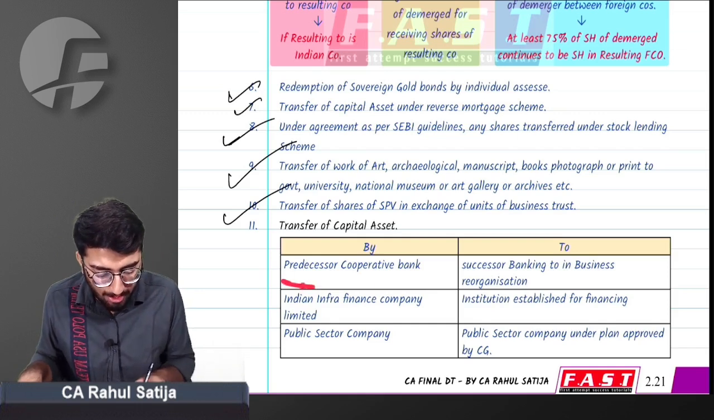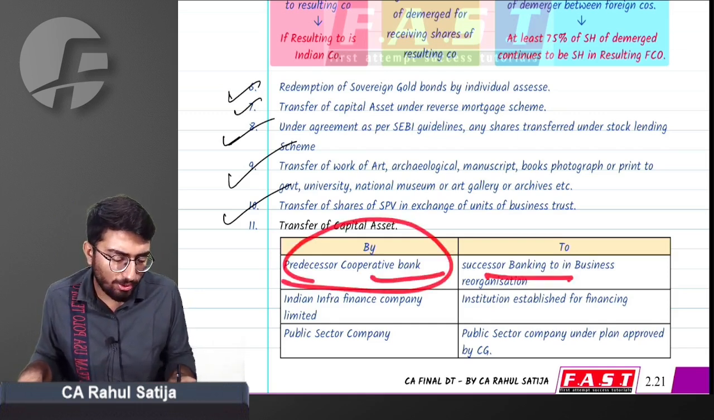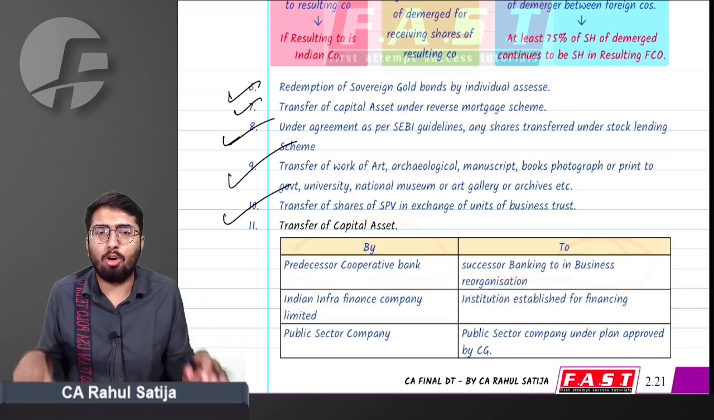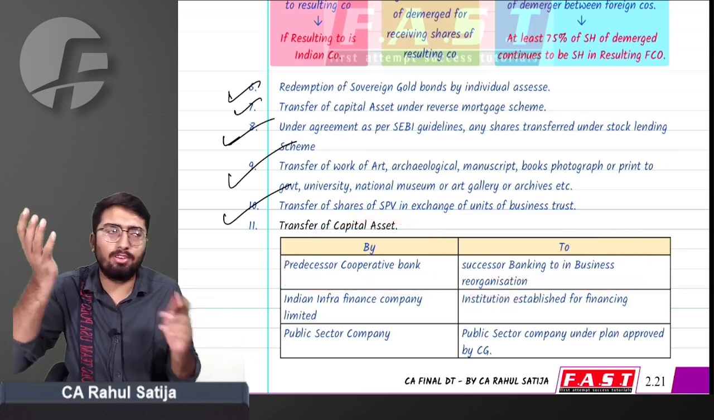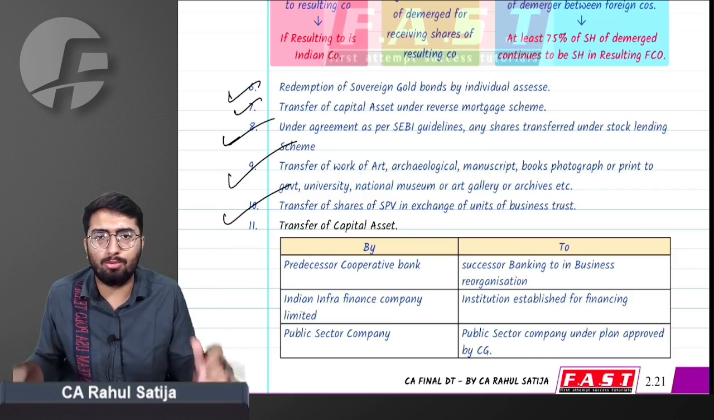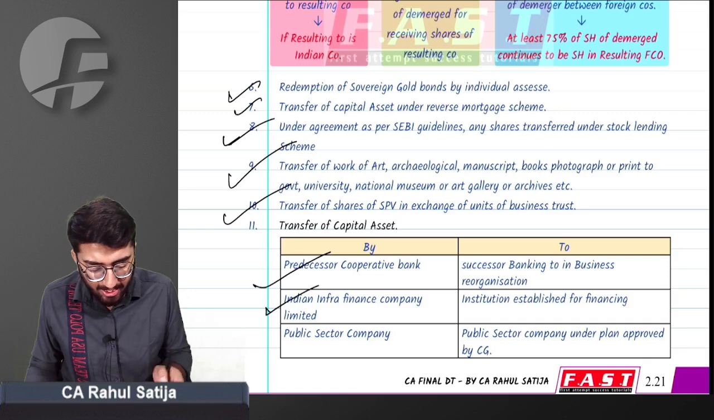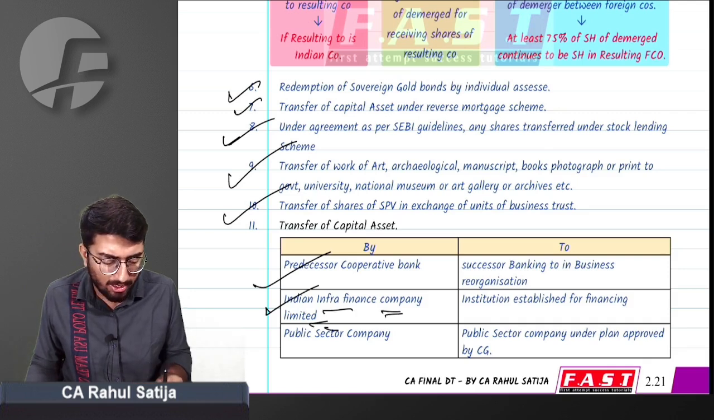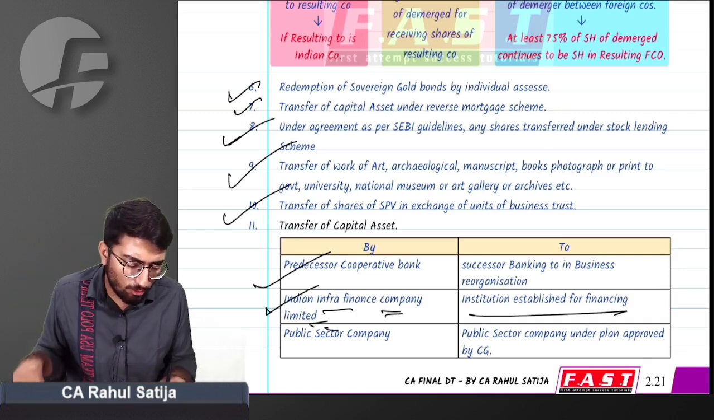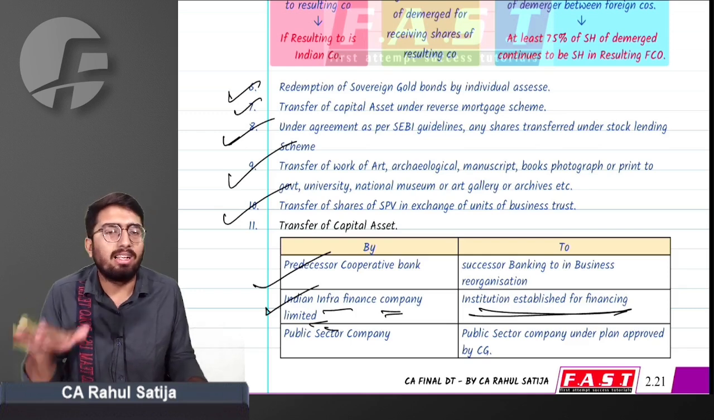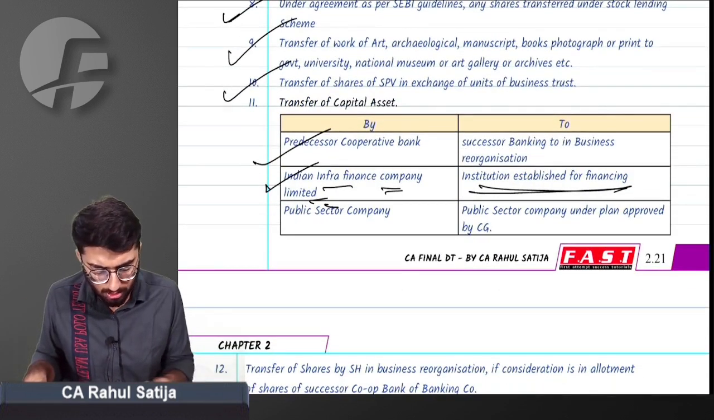So transfer of capital asset by predecessor cooperative bank into successor cooperative bank. For example, there is cooperative bank reorganization. Any transfer of capital asset by one of the cooperative banks to a successor cooperative bank will be an exempt transfer. No rocket science in that. If any Indian Infra Finance Company Limited transfers any capital asset to an institution established for financing, then it will be an exempt transfer. Not too much to learn.